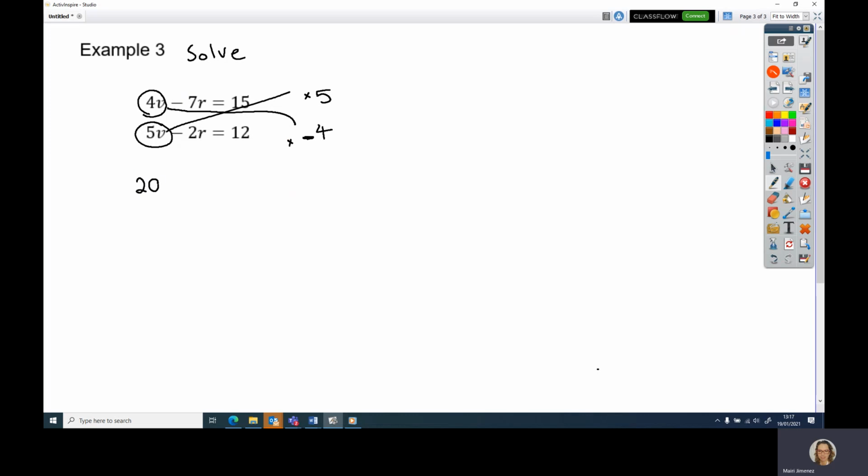4V times 5 is 20V. 7 times 5 is 35, so that's still -35R. And then 15 times 5 is 65. Equation 2. 5 times 4 is 20, so that's 20V, but this time we've chosen to multiply by -4. Next one, we've got negative at the moment, -2R, times another negative, that's a positive. 2 4s are 8, so that's 8R. And then over here, 4 12s are 48, but we've chosen to multiply by negative.